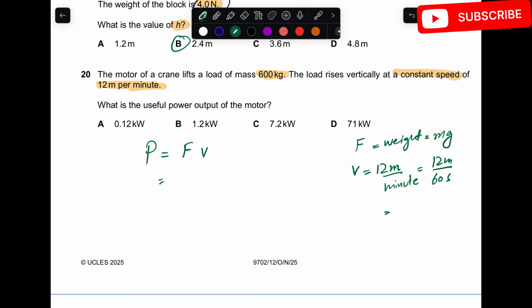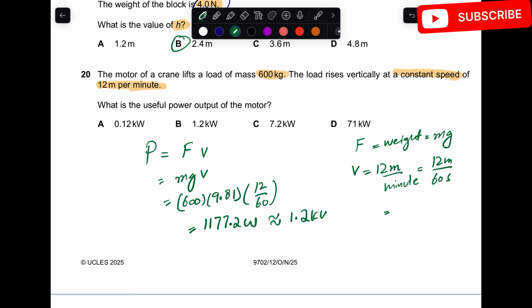Power is mgv. So mass is 600, g is 9.81 and v is 12 divided by 60. That will give you 1177.2 watt. It can be written as 1.2 kilowatts. So this is option B.